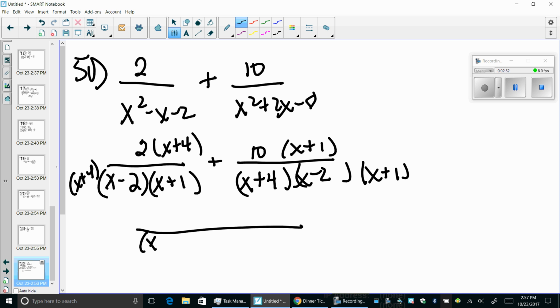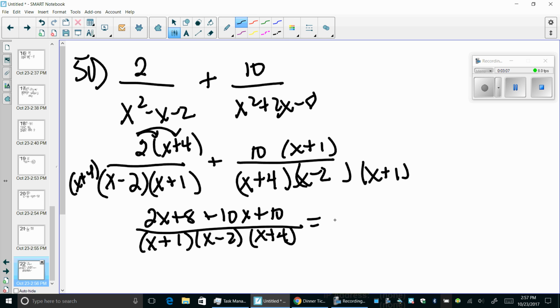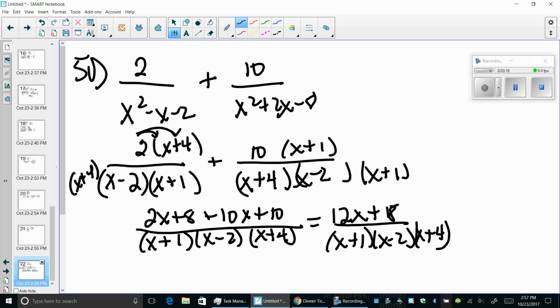It doesn't really matter the order that you put them, but I'll start with 1 and then 2 and then 4. And the top is going to be 2 times x plus 4, so that's 2x plus 8. And then this would be 10x plus 10. So I get 12x plus 18 over, and then x plus 1, x minus 2, x plus 4. That's what goes on the bottom. All right, and then finally, problem number 52.